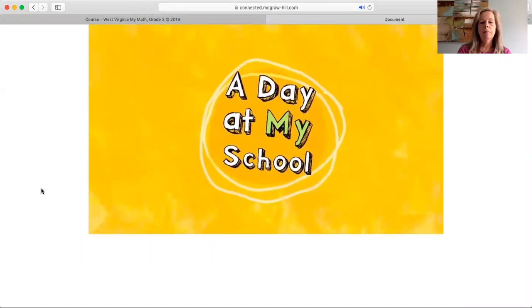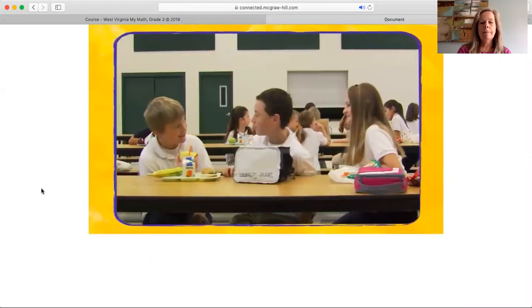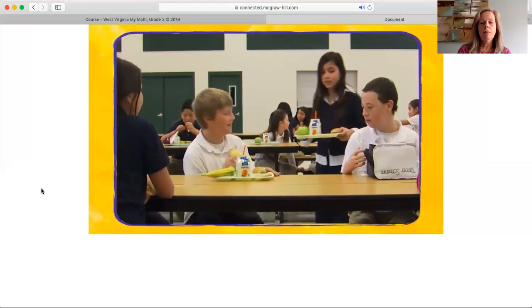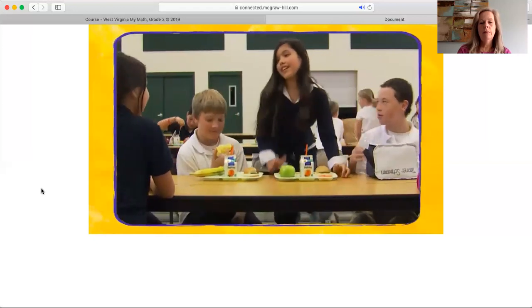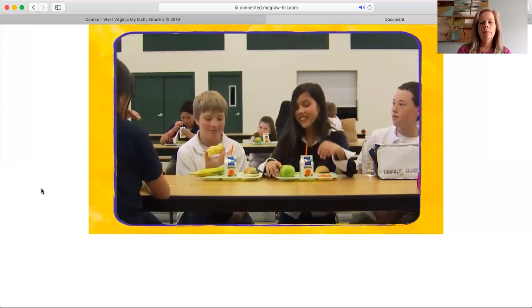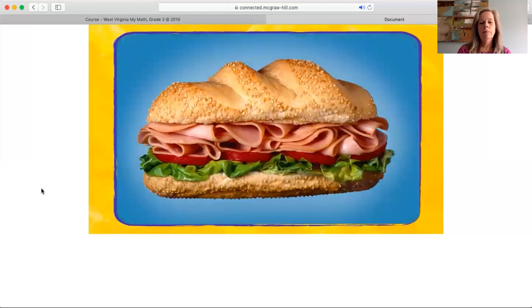A day at my school. There are plenty of opportunities to use fractions to help us solve problems. Let's say it's lunchtime, and you packed a sub sandwich from home. You decide to share it equally with your two friends. How much of the sandwich will each person receive so that everyone gets an equal share?